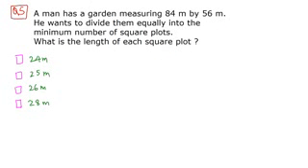Okay, the final question. A man has a garden measuring 84 meters by 56 meters. He wants to divide them equally into the minimum number of square plots. What should be the length of each square plot?